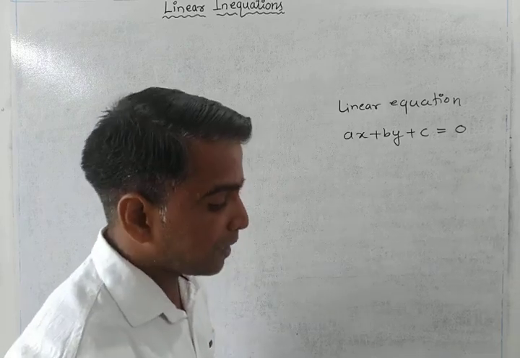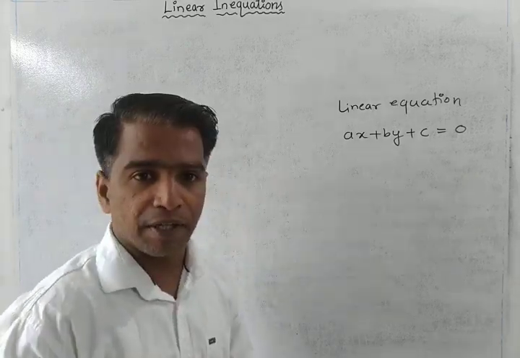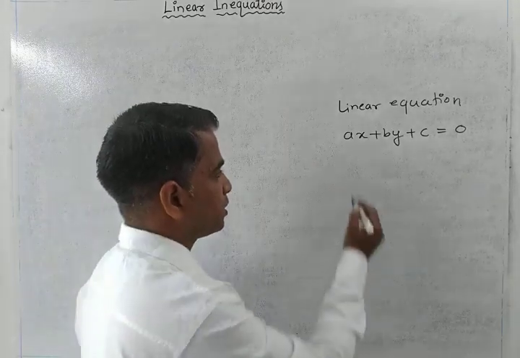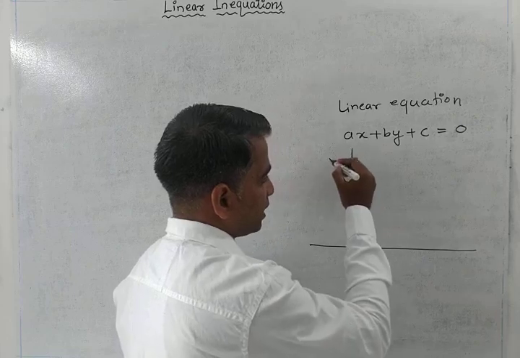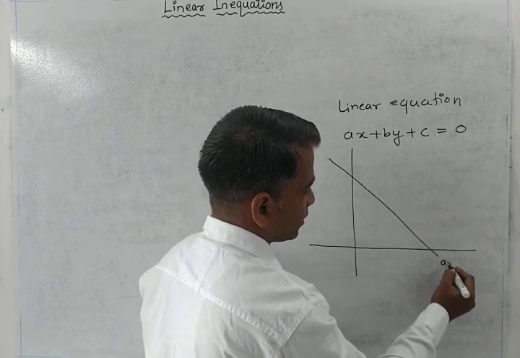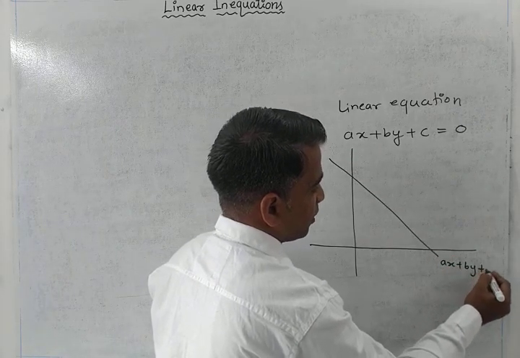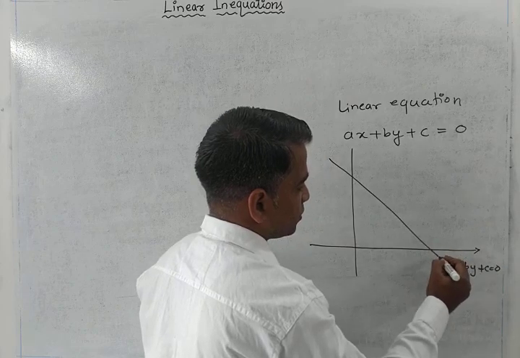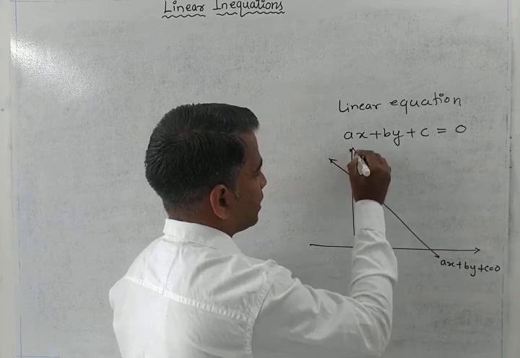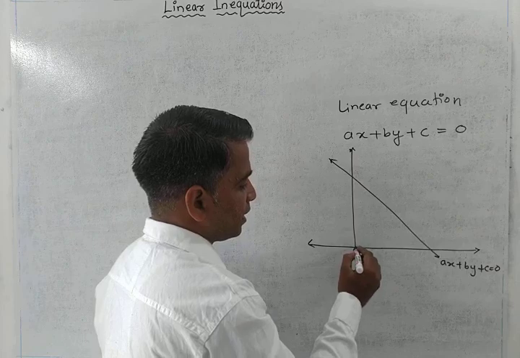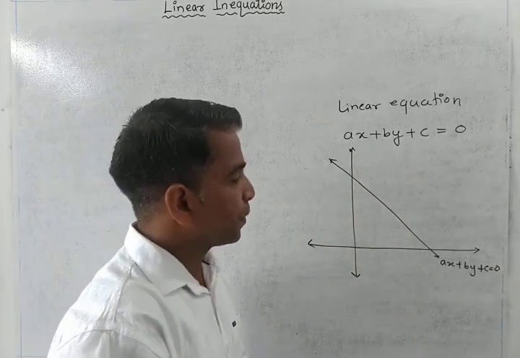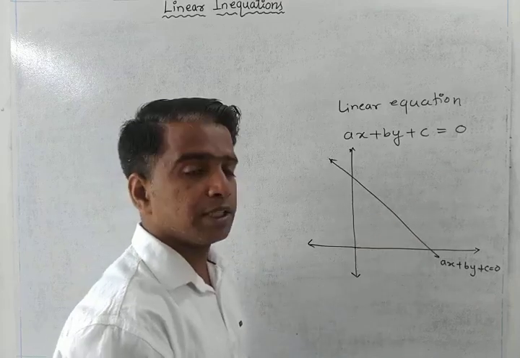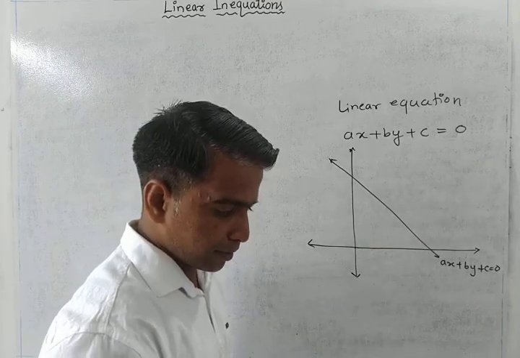Now when you are going to draw this straight line by graphical method, suppose this is the x and y axis and this is the line ax plus by plus c is equal to 0. Then this line divides the plane in two parts. See, this line divides the plane in two parts.